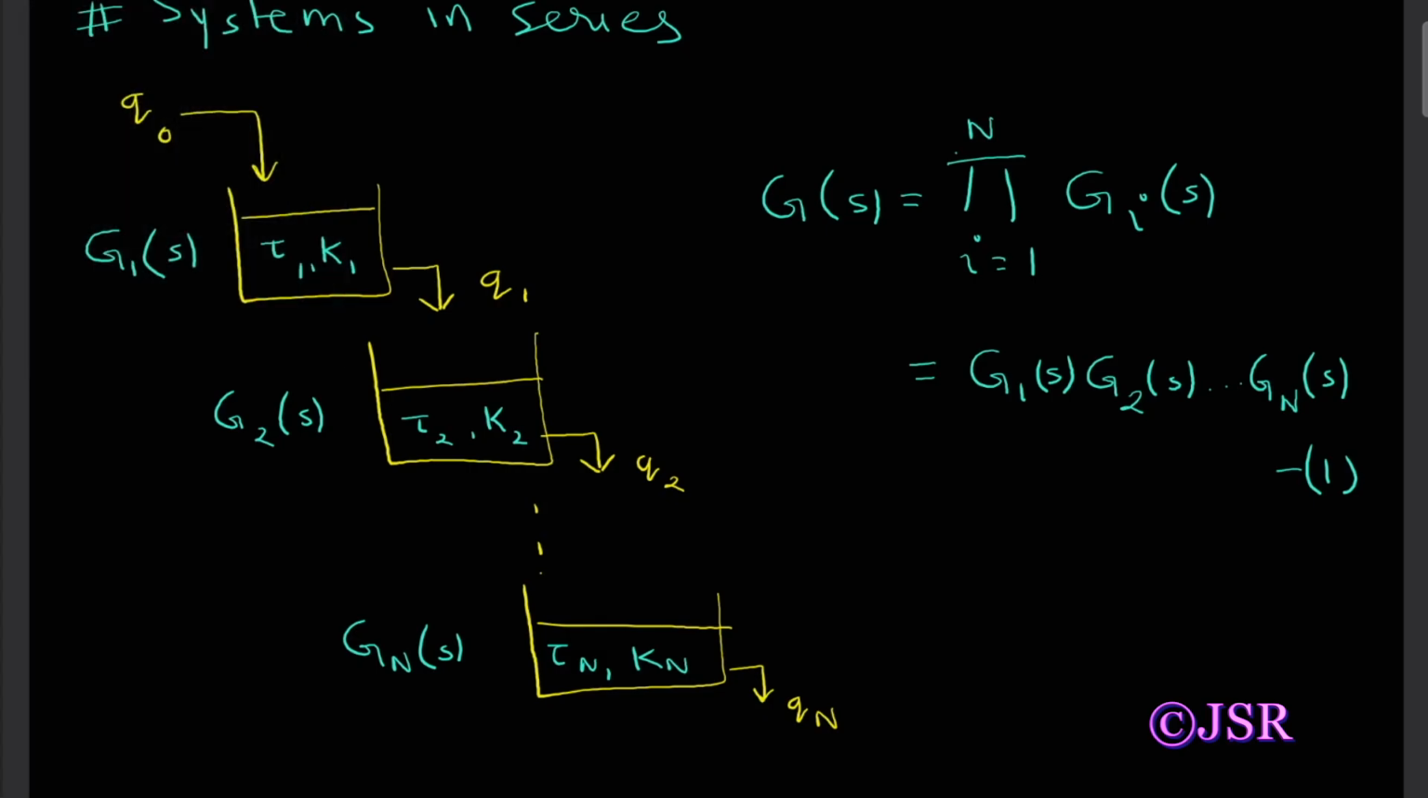To plot the Bode diagram, first we need to calculate the amplitude ratio. So the amplitude ratio will be given as the absolute value of G of j omega, and the phase shift will be given as the argument of capital G of j omega.